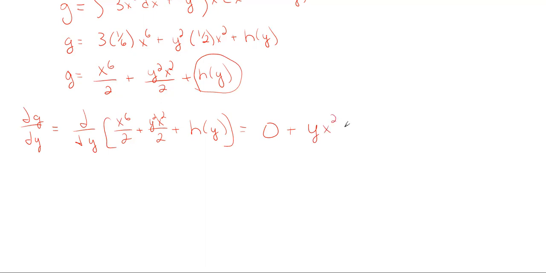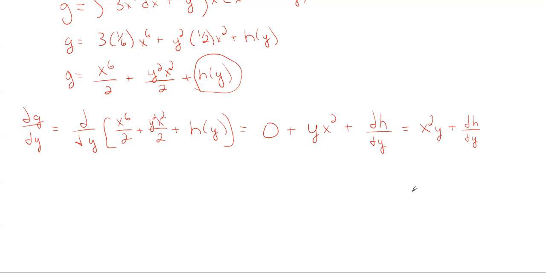And then we are going to have our partial derivative of h with respect to y. So essentially this boils down to, if we want to rearrange terms here a little bit to make it a little easier in the end, x squared times y plus our partial derivative of h with respect to y.